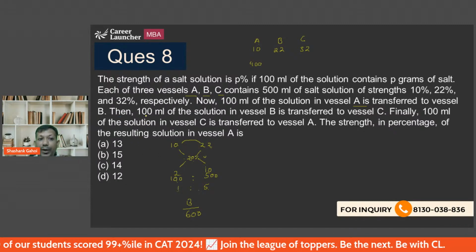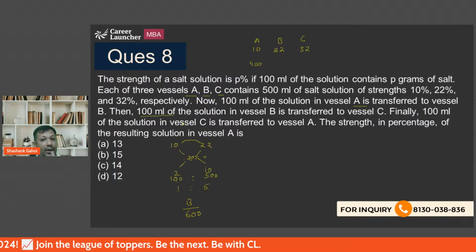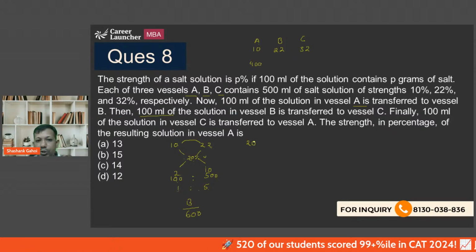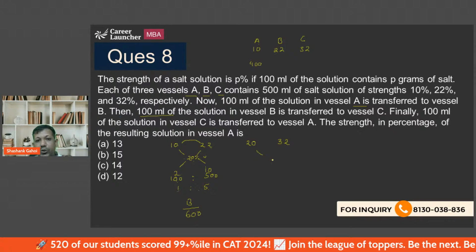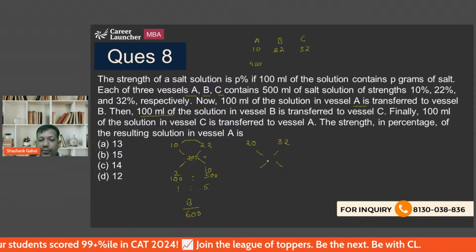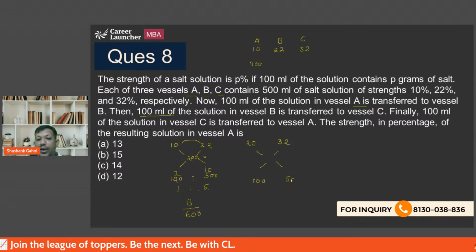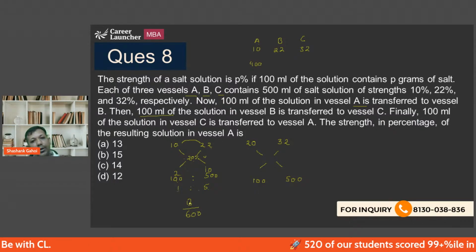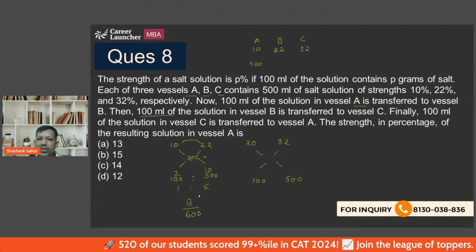Now, from B, 100 ml is transferred to C. But now B does not have a concentration of 22%. It has a concentration of 20%. So 20% of B is added with 32% of C. What is the quantity of B we are adding here? 100. What is the quantity in C we have? That is 500. After 100 ml came to B and 100 ml moved from B, the final quantity of B is still 500.